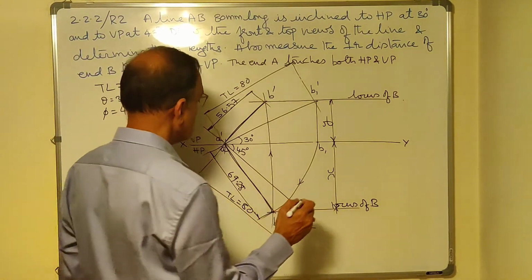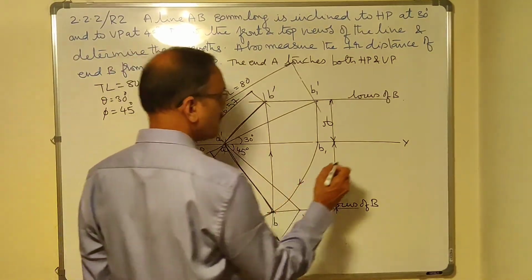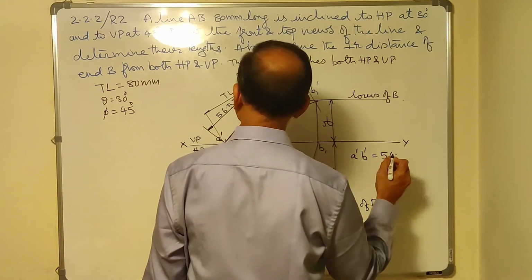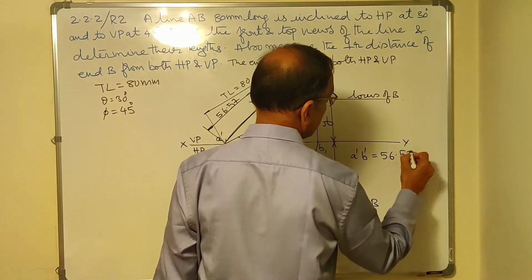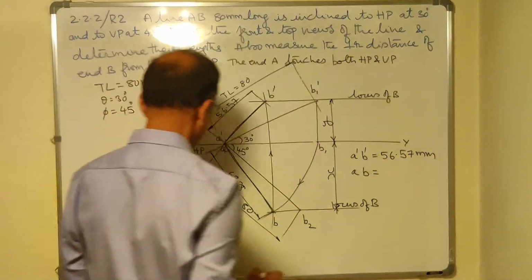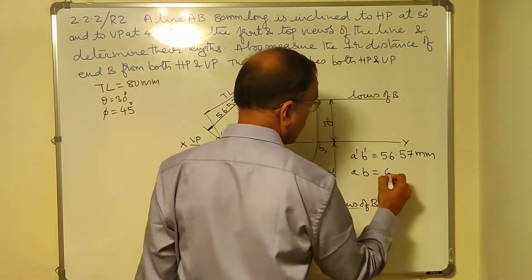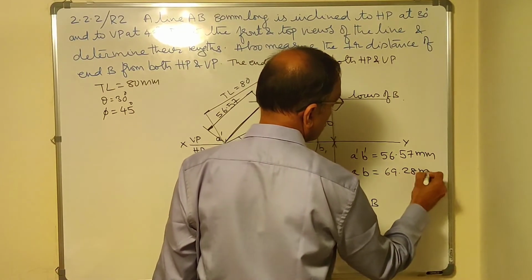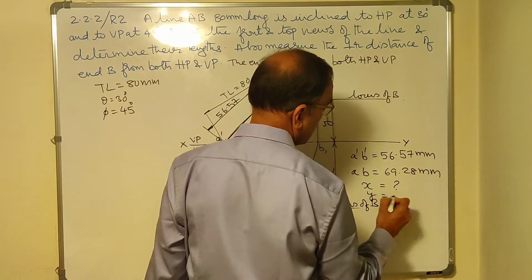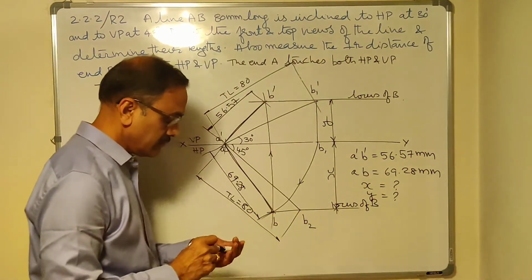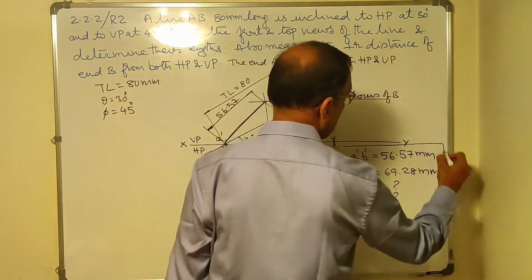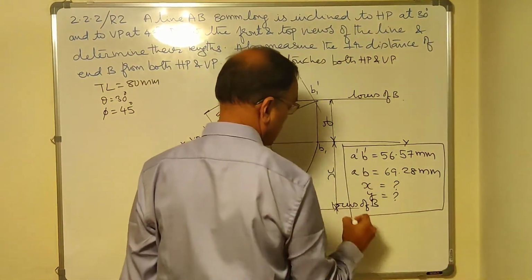So let me write down the statements here. A dash B dash 56.57 mm. AB 69.28 mm. What is X and what is Y, you need to measure and write. And then you can highlight them in a box.